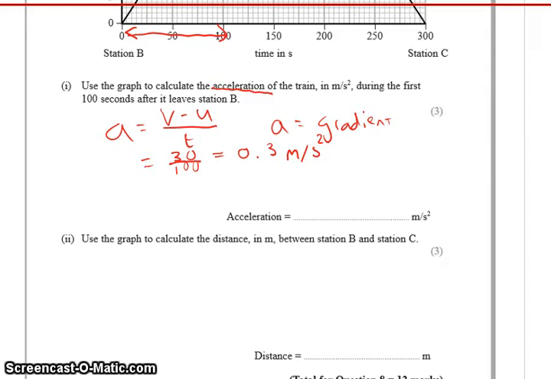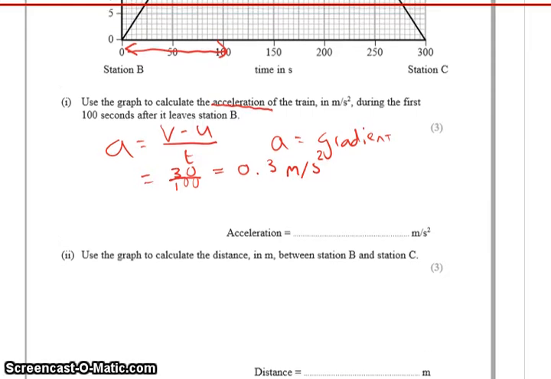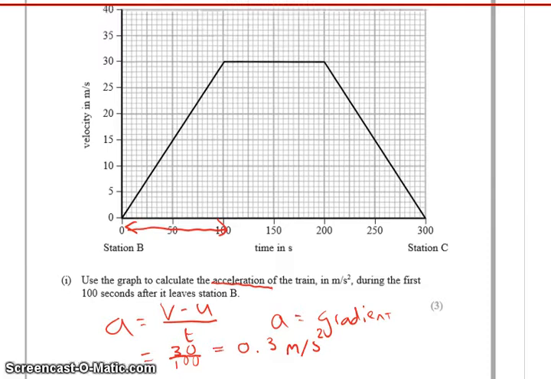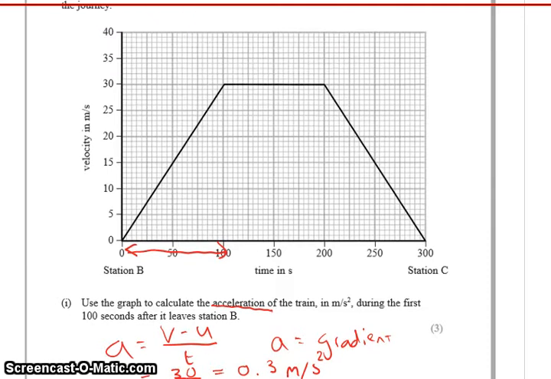For the next question, it says use the graph to calculate the distance in meters between stations B and C. So let's go back up to the graph. Now you can always work out distance from a velocity time graph because it's always the area under the graph.